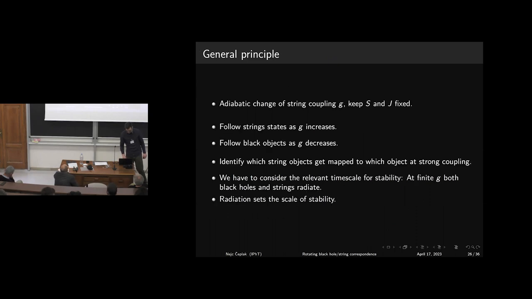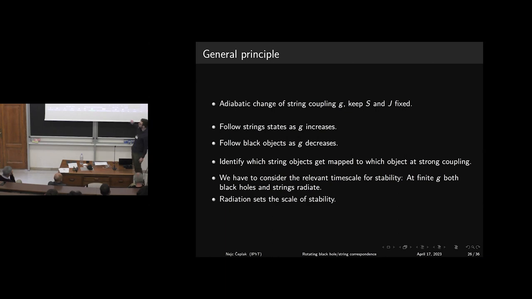Okay. So again, let us play the picture that we saw for the static case. Let's keep S fixed, let's keep the entropy fixed, and let's keep the angular momentum fixed, and let's vary the string coupling. We will consider two different cases now, because you can follow strings as you increase the string coupling, and you can follow black holes or different black objects as you decrease the coupling. It won't be as simple as for static black holes, so you might have some different things because of different instabilities or different radiation processes that you considered before.